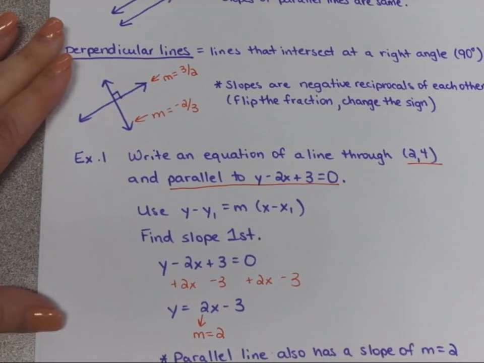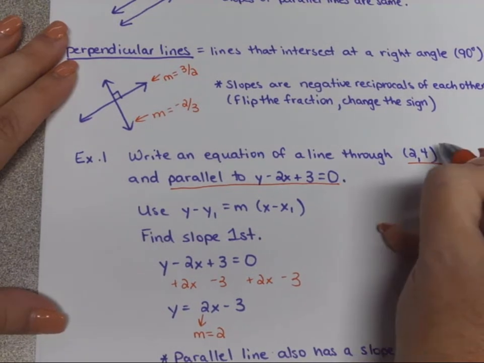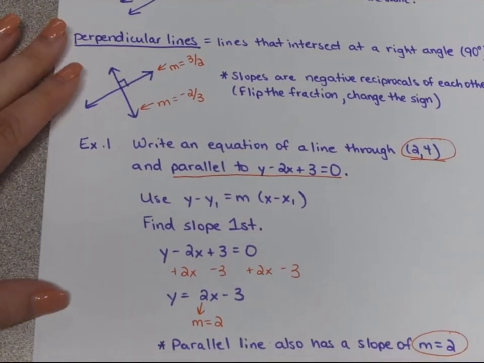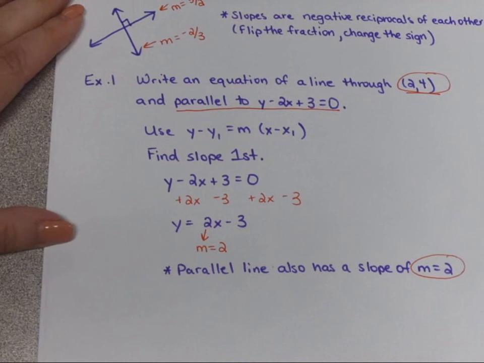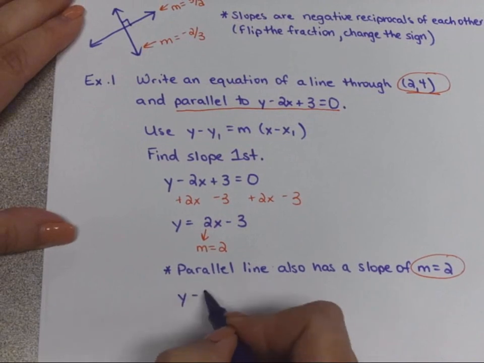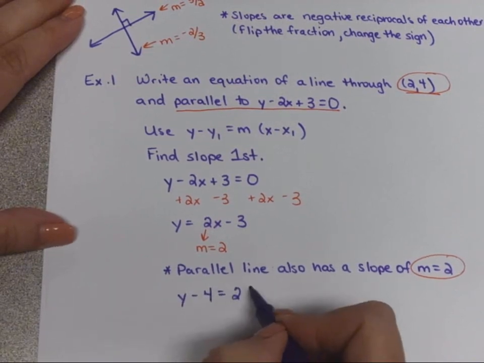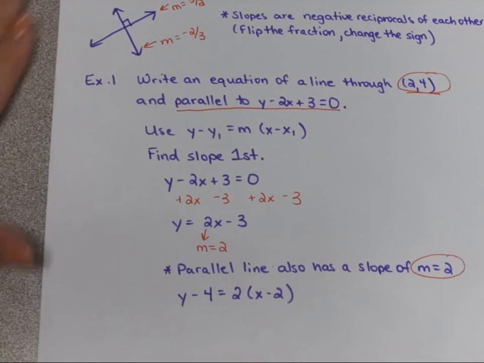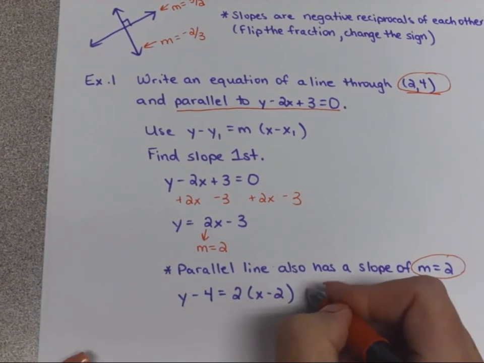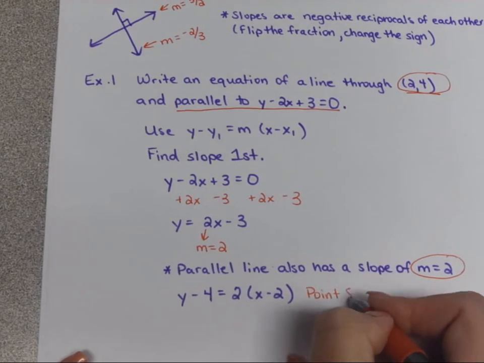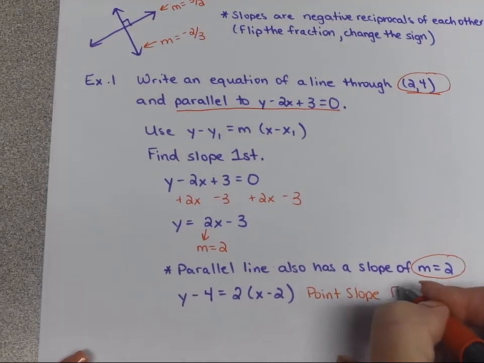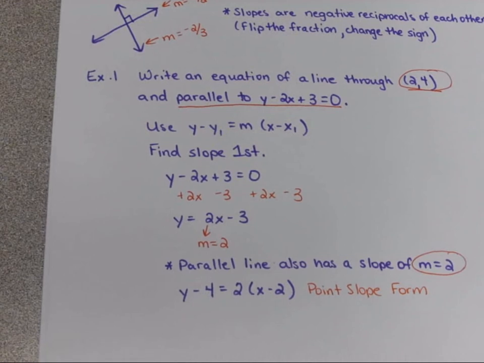Notice now we have what we need. We know the slope is 2, we know the point is (2, 4), and now we just need to plug it in. So it's going to be y minus the y value equals the slope times x minus the x value. We talked about it last week. MyMathLab is going to tell you what form it wants. If it's asking for point slope form, you're there. Point slope form looks like y minus a number equals m times parentheses x minus a number.